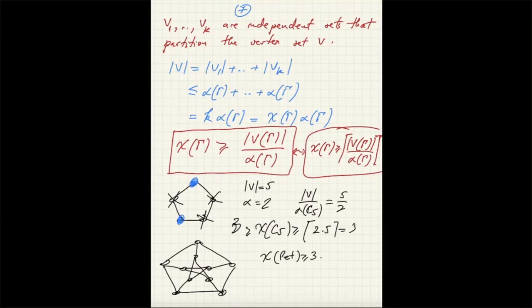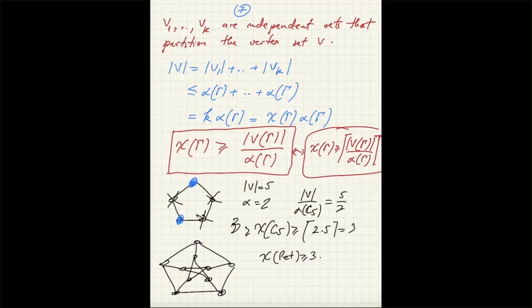Let's not worry about upper bounds for now, but what about this bound with the independence number? So the number of vertices is 10. What's the independence number of the Petersen graph? Well, you can try to do a similar argument, and it kind of works.